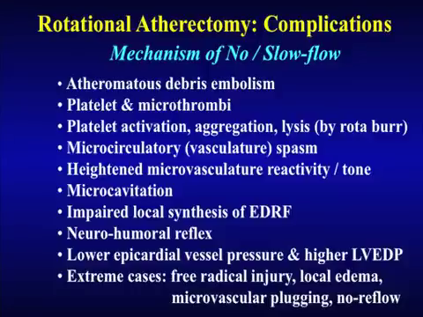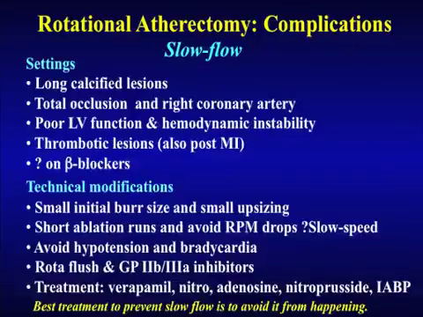So the goal there is that while you are generating the particles in a limited fashion, you have a high blood pressure, systolic blood pressure over 100. Don't do a rotational atherectomy when systolic blood pressure is less than 100, and use short runs and wash out the distal debris. And these are basically the settings where the slow flow occurs, which are the long lesions and total occlusions, and the idea is that various technical modifications will help to decrease these complications.